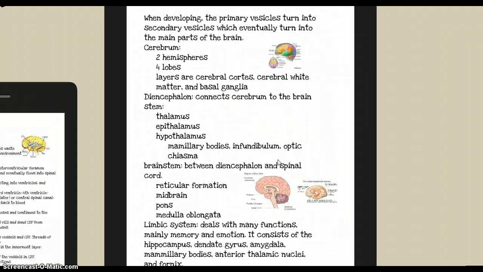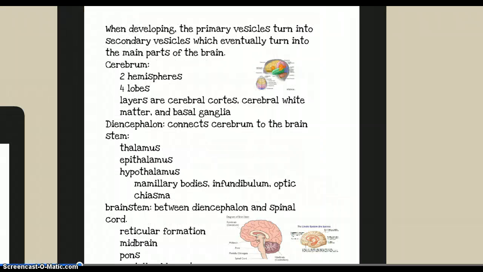Anyway, so now let's talk about the limbic system. The limbic system deals with many different functions, mainly memory and emotion, and it consists of the hippocampus, which is in charge of memory, dentate gyrus, cingulate gyrus, amygdala, mammillary bodies, the anterior thalamic nuclei, and the fornix. And the fornix is basically just a bundle of fiber tracts that link the whole limbic system up.